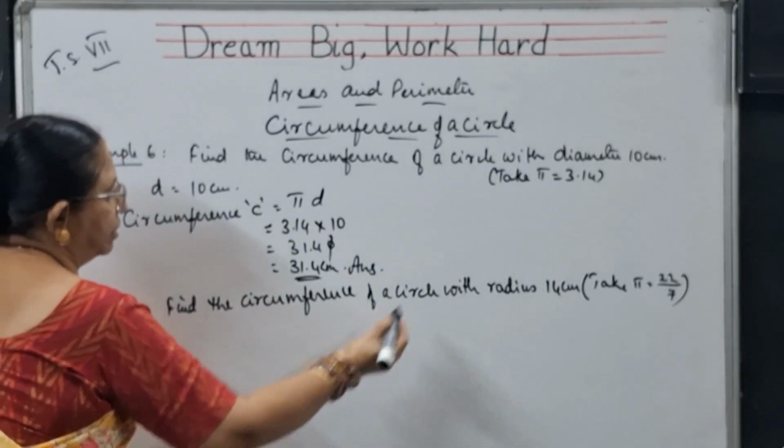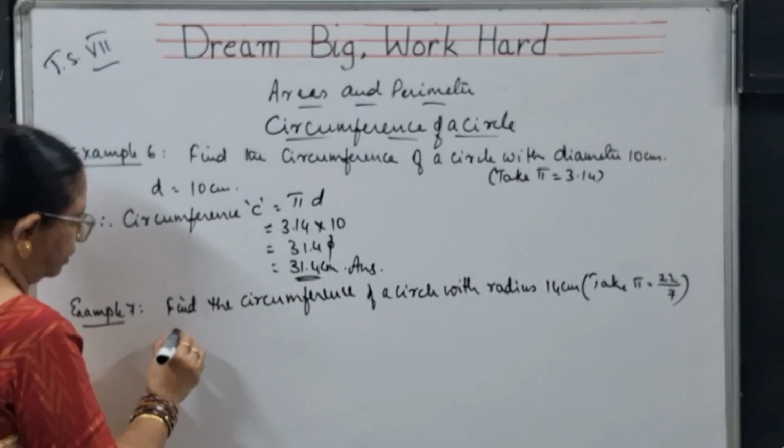Next, find the circumference of a circle with radius 14 centimeters.